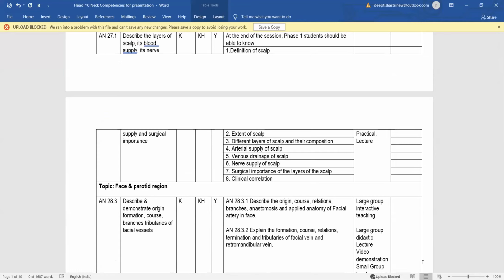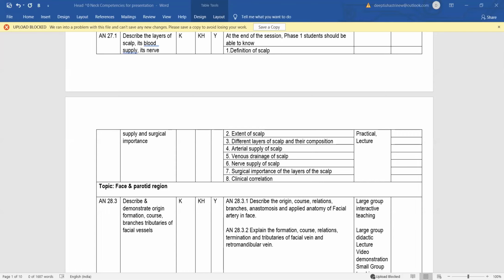Scalp. Group C, would anybody like to review? If not Group C, anybody else would like to review it? Dr. Sarla? Hello, ma'am. Ma'am, this is regarding the SLO. Is it okay to use a common verb for all the SLOs? Yeah, exactly. At the end of the session, phase 1 student should be able to know.